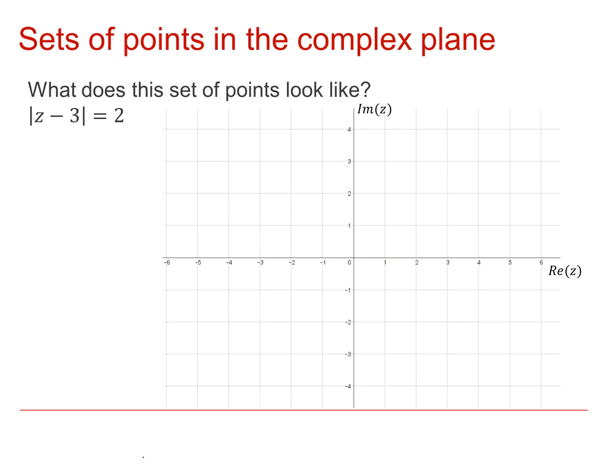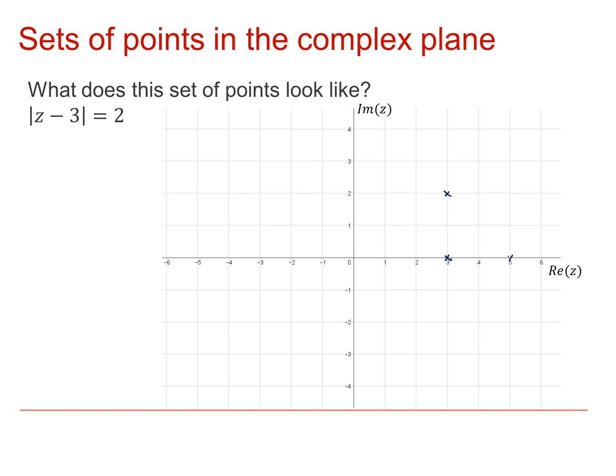Consider the set of points z such that the modulus of z minus 3 is equal to 2. What does this set of points look like? Pause the video now while you think about it. OK, this is the set of points which is a distance of 2 units away from the point 3.